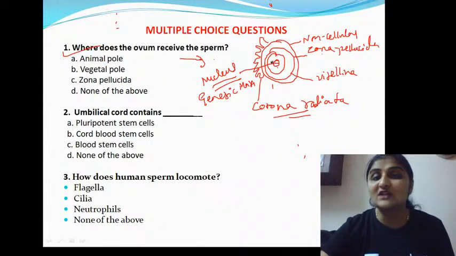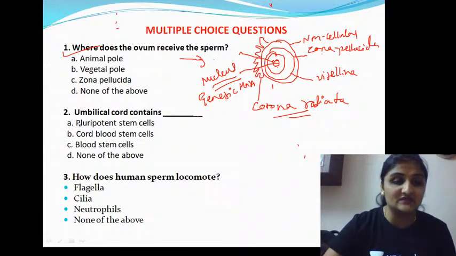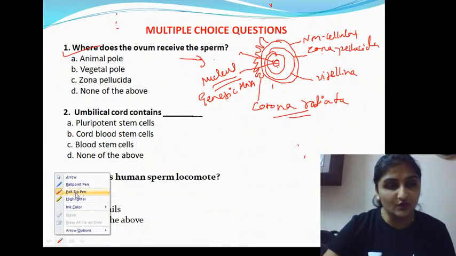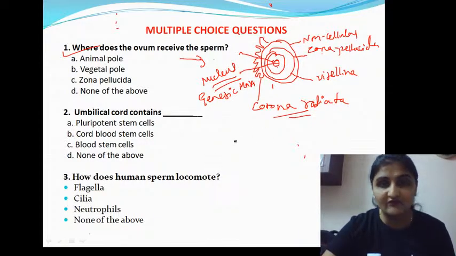The region where the nucleus is present inside the ovum or egg, I'll explain it with a different color. Do I have a different color? I don't have many options here.